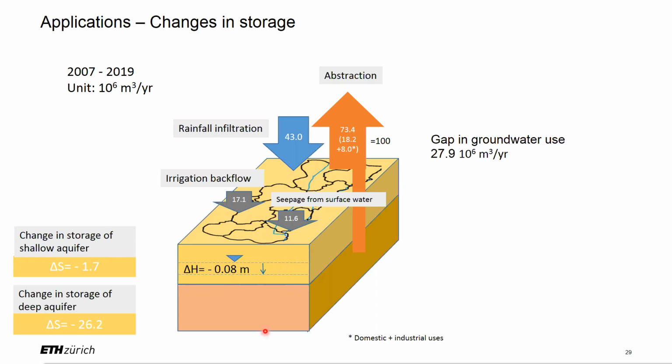But if we look at the deep aquifer, because there is no local recharge to the deep confined aquifer, the overpumping of the deep aquifer is still a lot, and the gap in groundwater use is close to 30 million cubic meters per year.